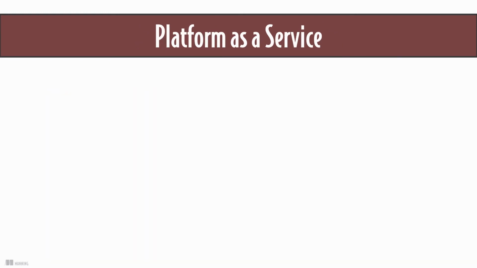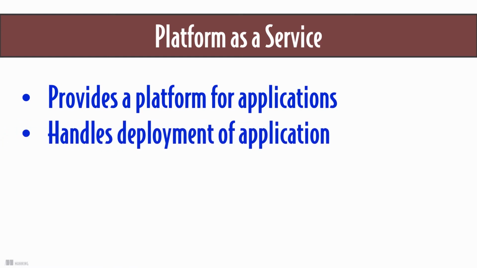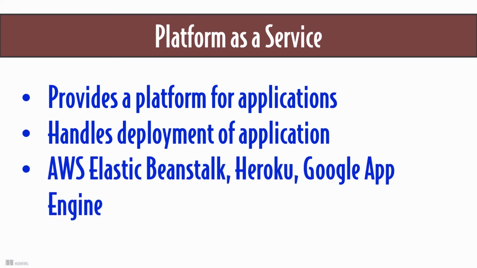A platform as a service offering provides a platform for applications. The service handles the deployment of the application to the underlying infrastructure for you. The infrastructure is managed by the cloud platform. You manage only your applications. Typical examples for platform as a service offerings are AWS Elastic Beanstalk, Heroku and Google App Engine.